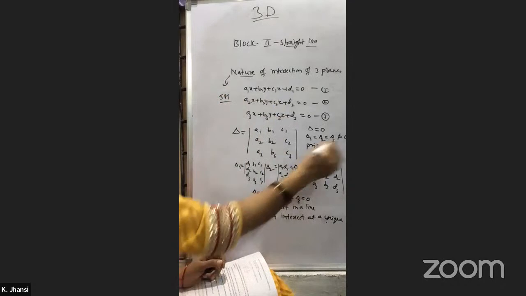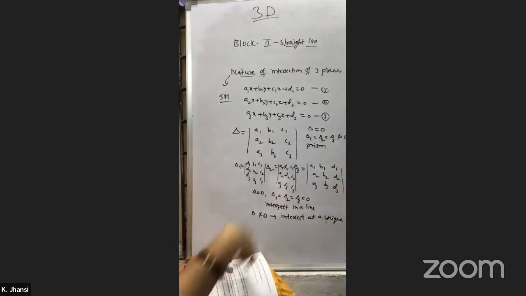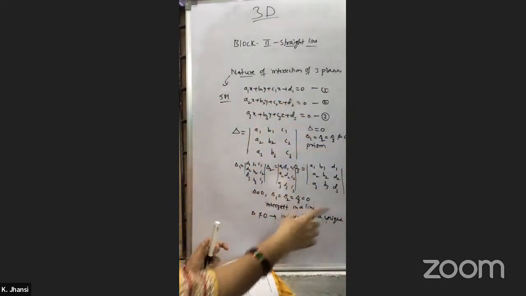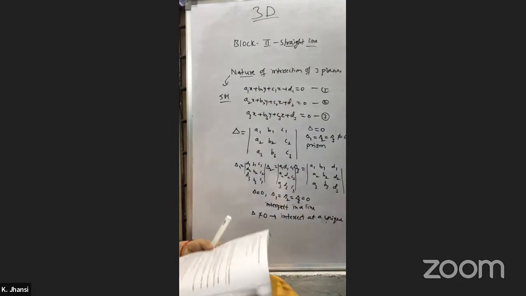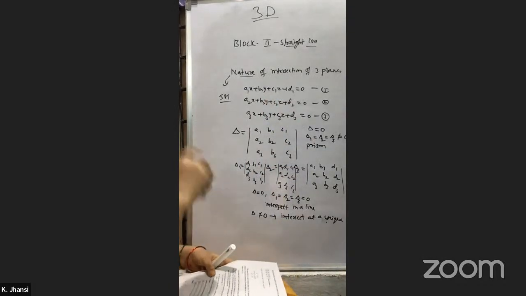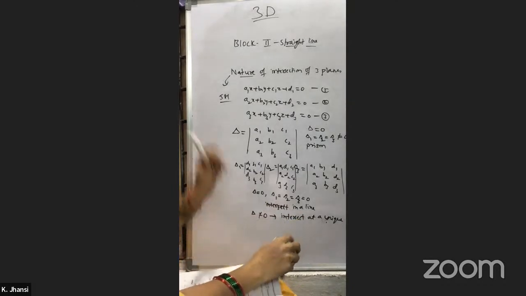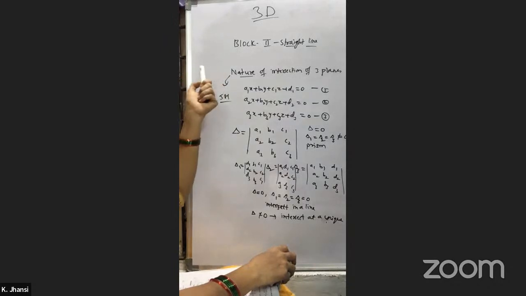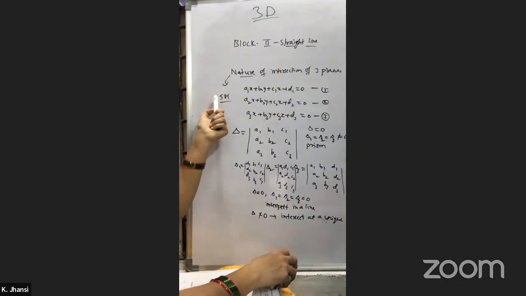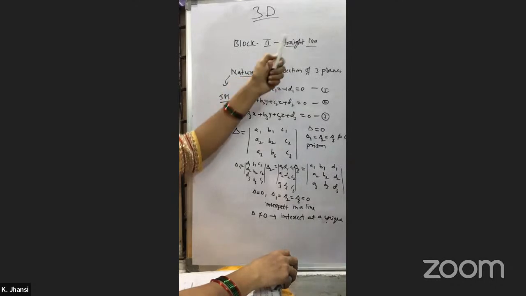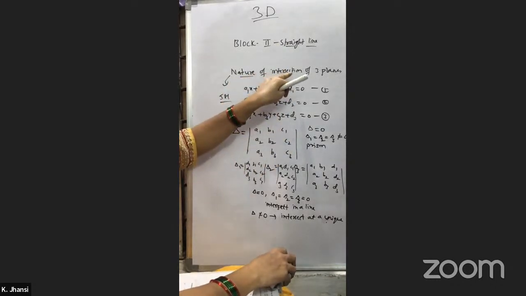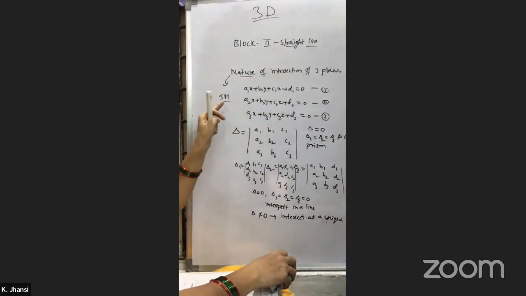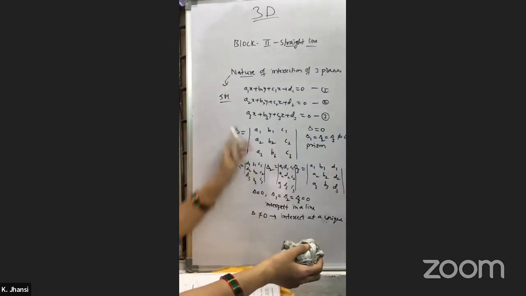If you know these formulas, then for any problem where three plane equations are given, you can find the solution. So this is the main important one. In block 2, fourth unit, I have told symmetrical and unsymmetrical form, that is a 5 marks question, and coplanarity and introduction is a 10 marks question. And here in straight line, the shortest line segment is a 10 marks question, and the nature of intersection of the planes is the 5 marks question.